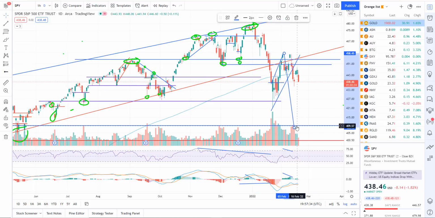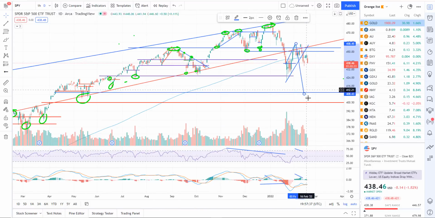Down to about 409.50, with a potential down to this 400 area. Okay, so I think this is the area we're heading to on our next leg down, and then we'll probably find some support and get a bounce down there.